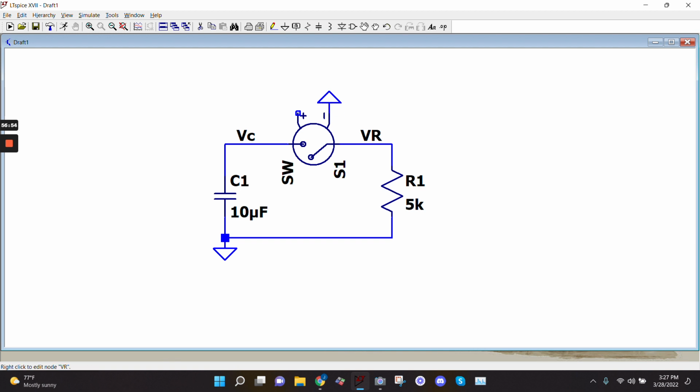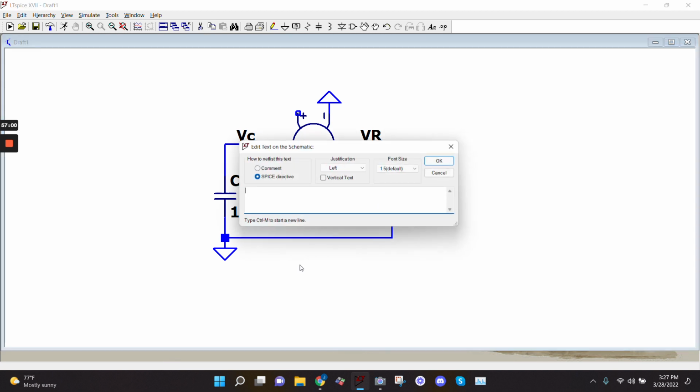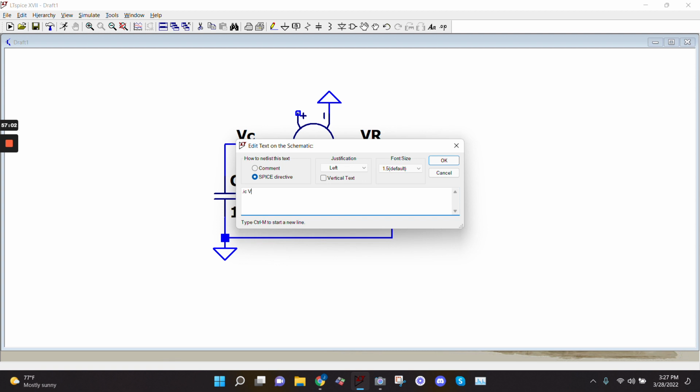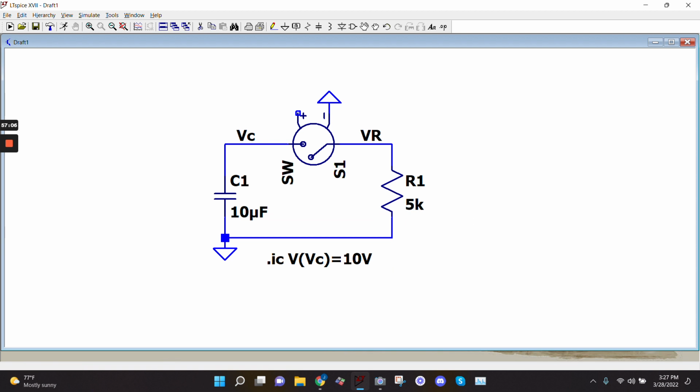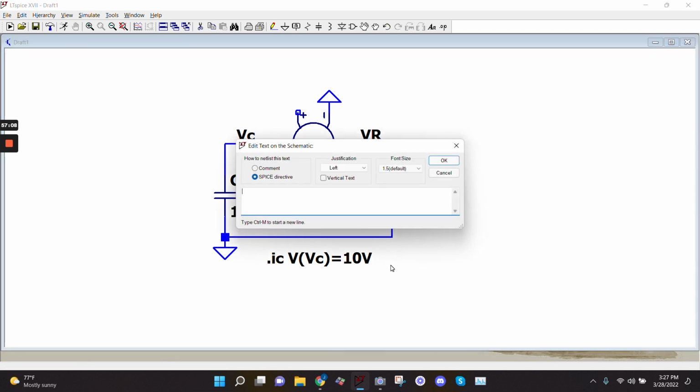How do I set the initial capacitor voltage to 10 volts? You have to do the text thing, Spice directive. Good, right? Just like that. And then I need to do my switch model. Don't forget that.